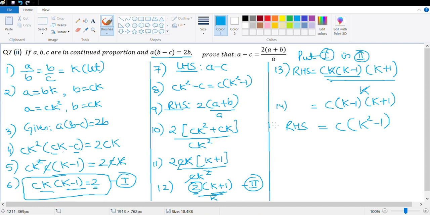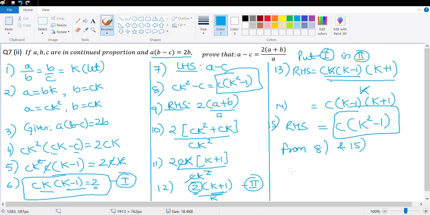So I notice now that my left hand side and right hand side are equal. Left hand side was C times K square minus 1. Right hand side is C times K square minus 1. So from 8 and 15 we have, therefore, left hand side is equal to right hand side is equal to C times K square minus 1. Hence proved.